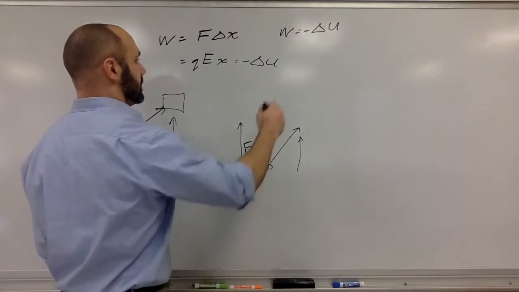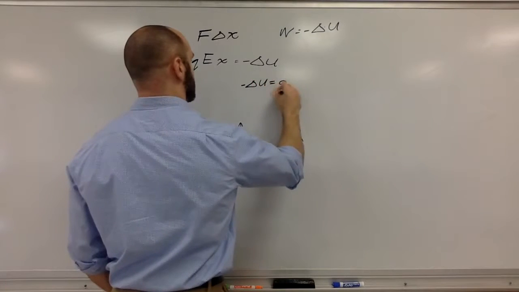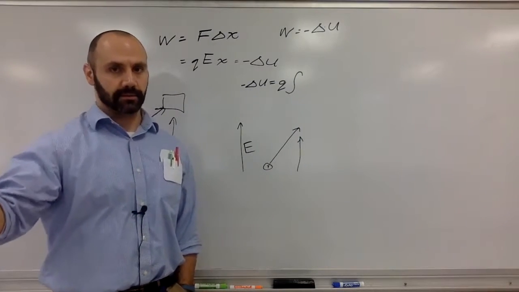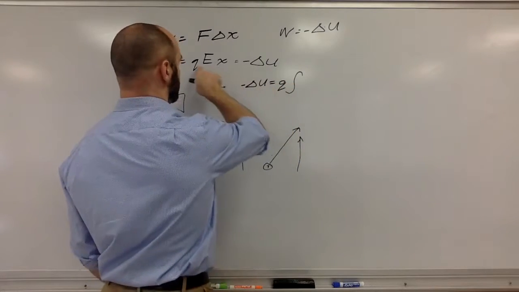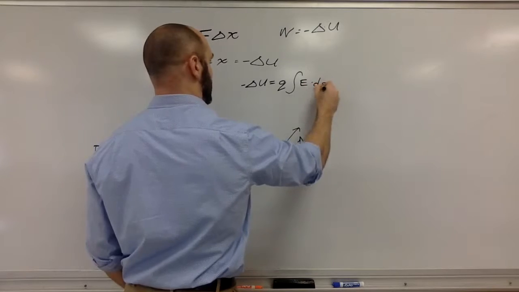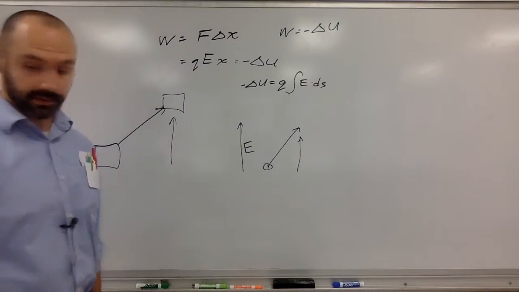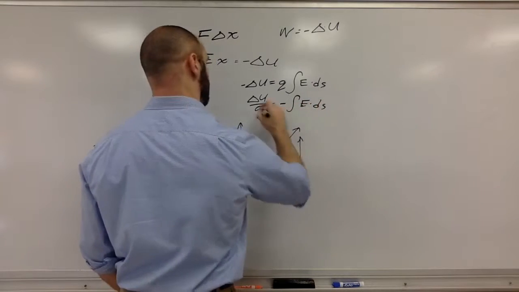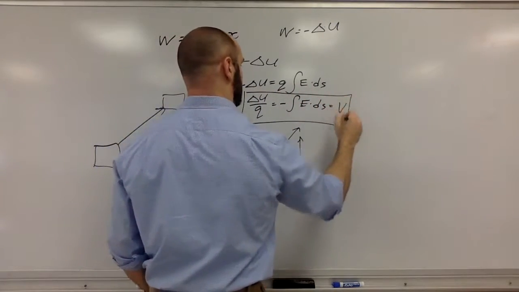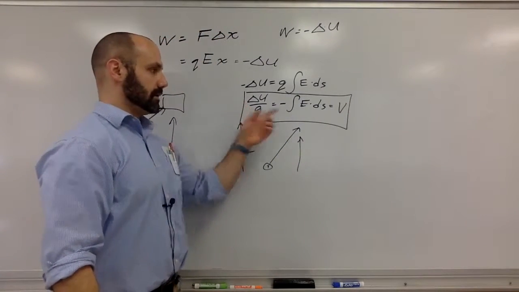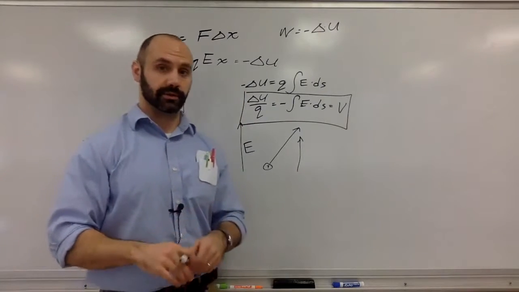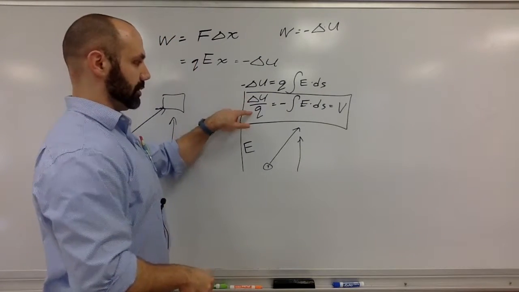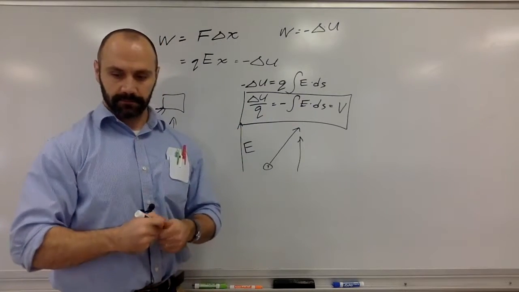And so we can see that negative delta U is Q, and then remember, formally, we have the integral of F dx. Well, this is the integral of Q, Q is constant, so E dot ds. S is going to be just the path, or whatever it is. So then delta U over Q is equal to negative integral E dot ds. This is our definition of voltage. Voltage is the negative change in potential energy per unit charge. And so 1 volt is a joule per coulomb. Those are the units on that.